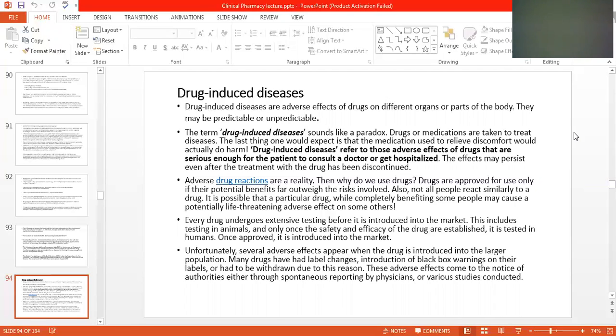Many drugs have had label changes, with the introduction of the black box warning on the label. Certain drugs have a warning on the label to be careful while using this drug. Or the drug had to be withdrawn. If it is giving too much side effect, then we have to withdraw the drug from the market. These adverse effects come to the notice of authorities either through spontaneous reporting by physicians or various studies conducted.